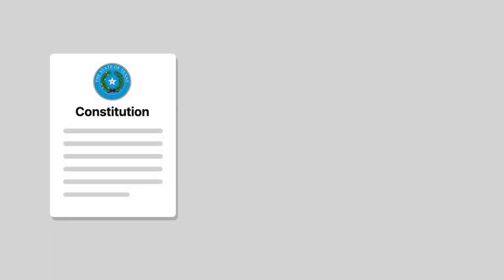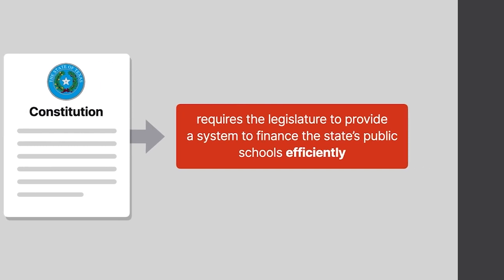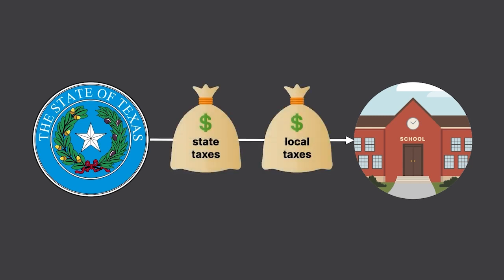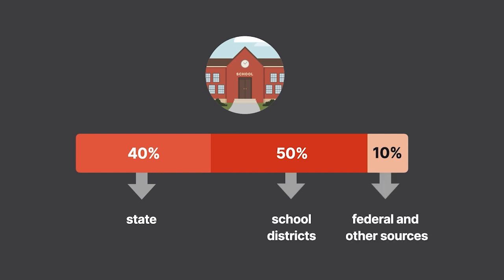The Texas Constitution requires the state's legislature to provide a system to finance the state's public schools efficiently. Accordingly, the legislature created a system that financed the public schools primarily with tax revenue provided by the state and by local school districts. The state provided about 40%, the school districts provided about 50%, and the remaining 10% came from federal taxes and other sources.